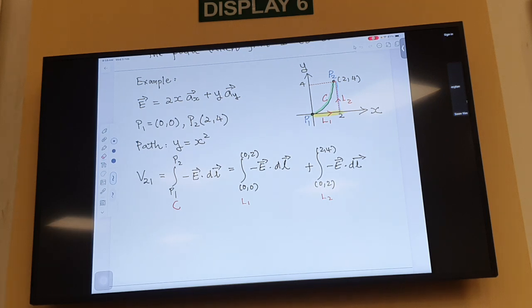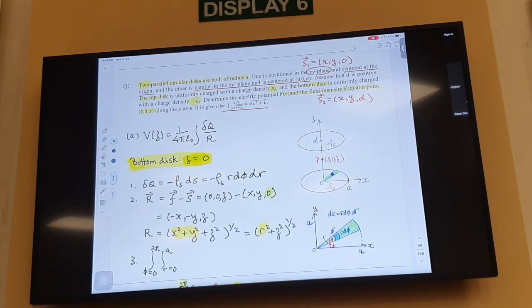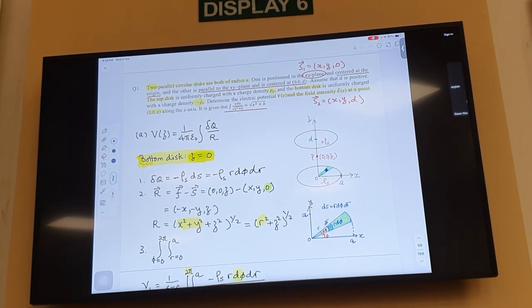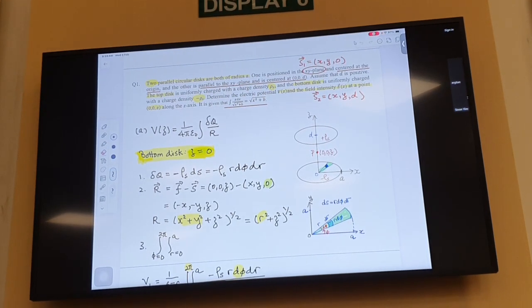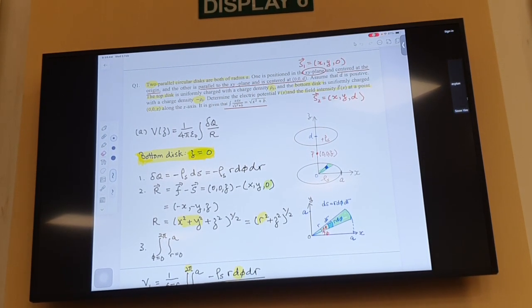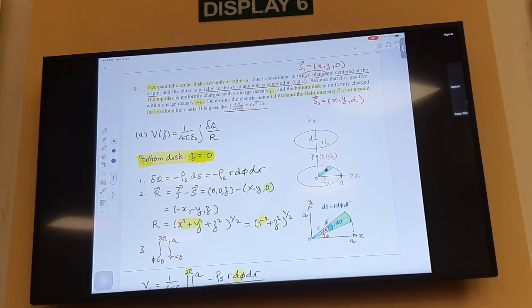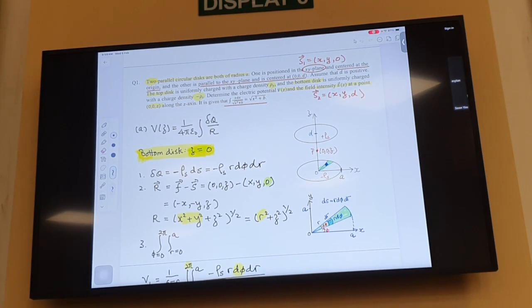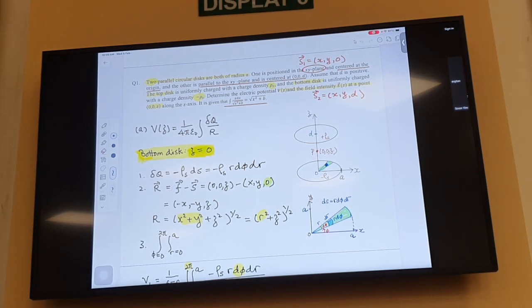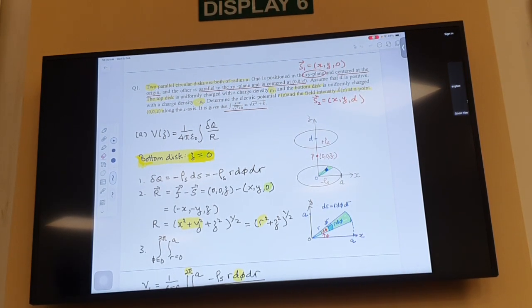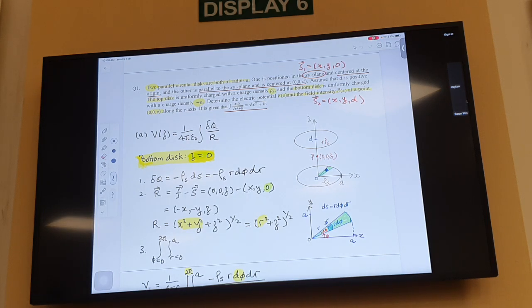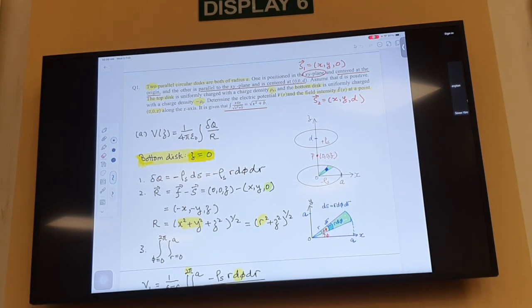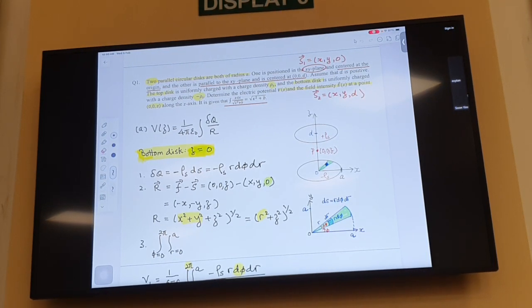Okay, now this one is just a simple thing you can do as an exercise. Let's look at tutorial question 1. Two parallel circular dishes. Circular dish means it's not wire loops. Charge will be distributed on the dish, meaning coulomb per meter square. Delta Q will be rho S dS. If you have a wire loop, then the charge will be rho L dl. Clear?